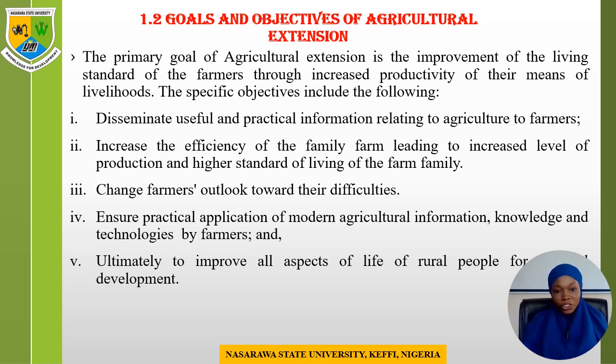3. To change farmers' outlook towards their difficulties. That is, to change their perception towards their problem by proffering possible solutions to address their problem so as to boost their agricultural production. Objective number 4, to ensure practical application of modern agricultural information, knowledge, and technologies to the farmers. And finally, to ultimately improve all aspects of life of rural people for development.